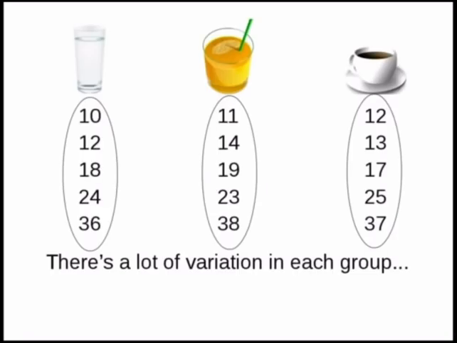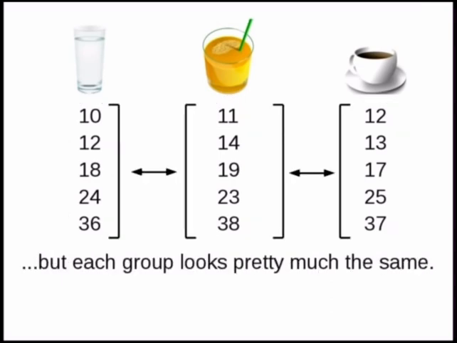Here's an example. Look at this set of scores. They've been sorted into order to make it easier to see the patterns. You can see that there's a lot of variation within each group. Some people are faster and some are much slower. But all the groups look pretty much alike. There's not much variation between the groups.